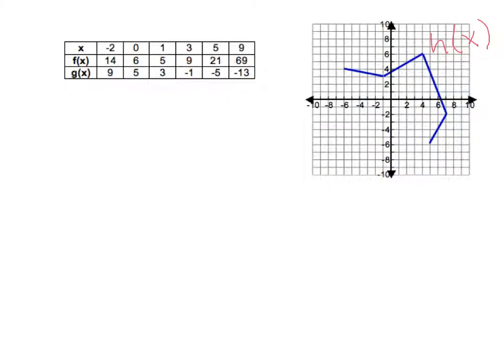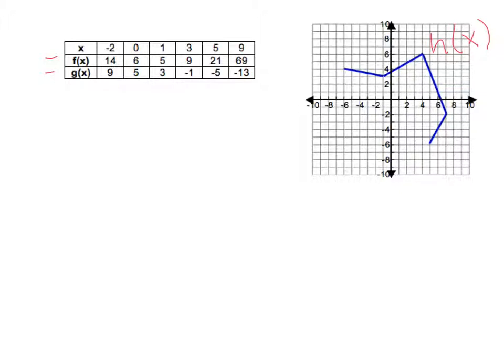We can also do composition of functions when we have tables and graphs. Some people like this a little bit better. There's a lot less calculation involved, and it's just a matter of reading your graph or your table. So here we have 3 functions. The table has f and g, and then the graph is h. We're going to use this to do a couple of examples.